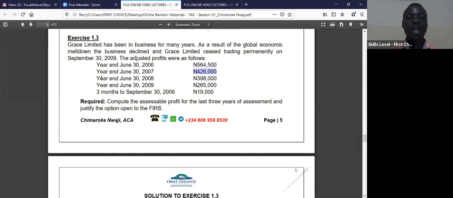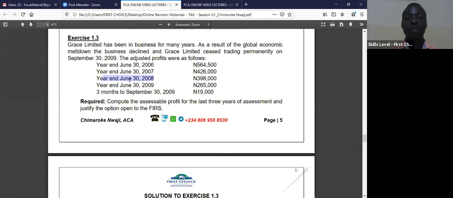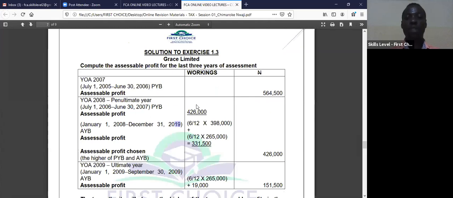We are going to get it here. From here to June 2008. That means it's a 12 months figure. So you take 6 months out of this, the 6 months figure, January to June. You take 6 months out of these 12 months. So you say 6 over 12 of this figure. Find it and keep it one side.